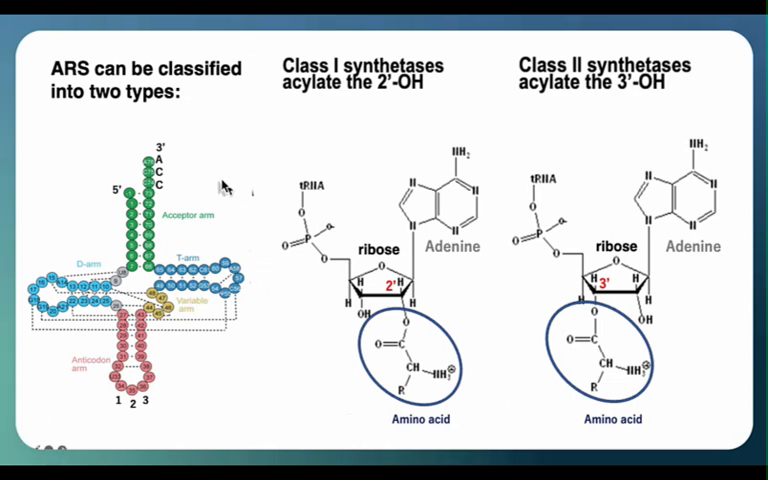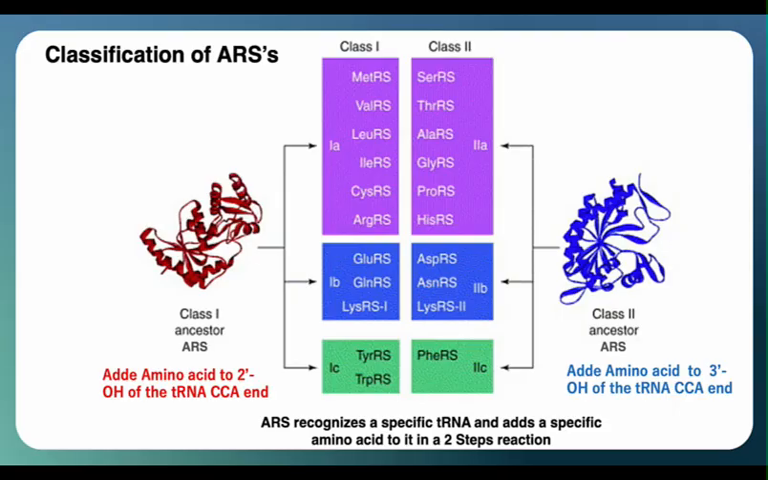This is the summary. Class 1 ARS adds an amino acid at the 2' hydroxyl group of the sugar of adenosine, while Class 2 ARS adds an amino acid at the 3' hydroxyl group of the sugar. This table summarizes Class 1 and Class 2 aminoacyl transfer RNA synthetases. The ARSs that aminoacylate methionine transfer RNA with methionine, as well as those that aminoacylate transfer RNAs with valine, leucine, isoleucine, cysteine, arginine, glutamic acid, glutamine, lysine, tyrosine, and tryptophan belong to Class 1.